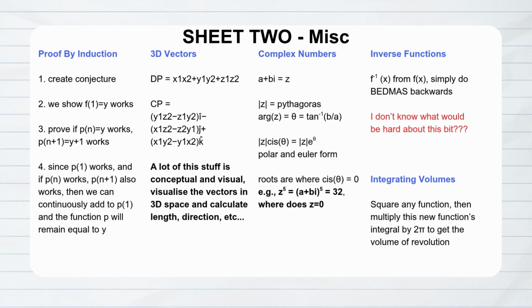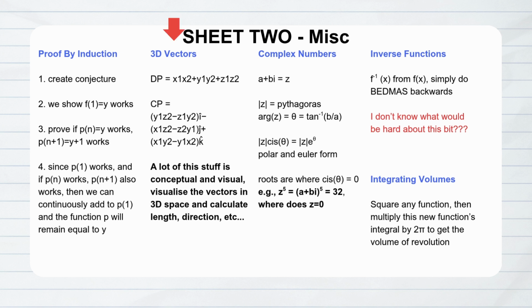And I just have to write at the end, since P of 1 works, and if P of n works, P of n plus 1 also works, and we can continuously add to P of 1, and the function P will remain equal to y. And that's pretty much a plug and play thing. You've got to follow these steps exactly and they'll give you the marks.